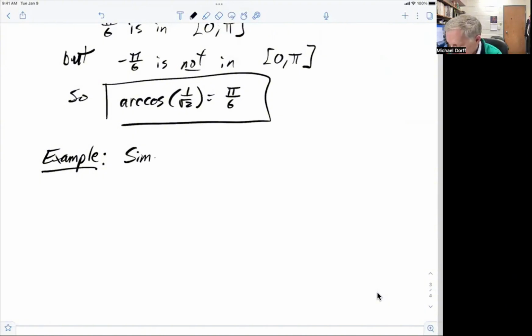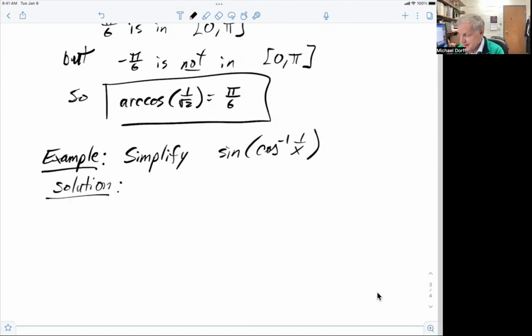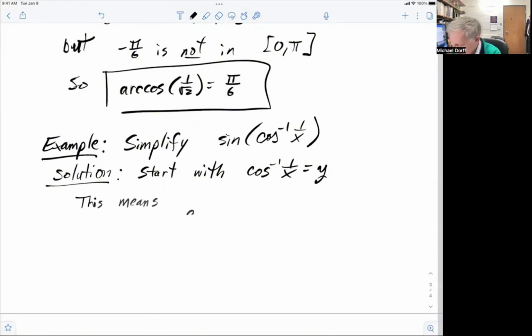Let's simplify the following. Suppose I have the sine of the inverse cosine of 1 over x. All right, so you may think, whoa, wait a minute, this is like we're combining things together, makes things really complicated. It is, but let's take it one step at a time. So let's start with the inverse cosine of 1 over x, and let's call it something. We'll call it y, just like we have been doing on these other ones. So this means the cosine of y equals 1 over x.